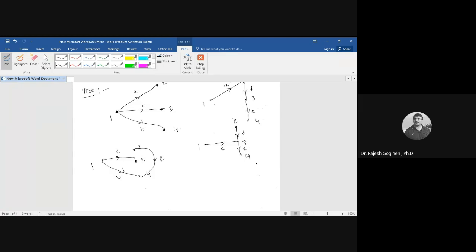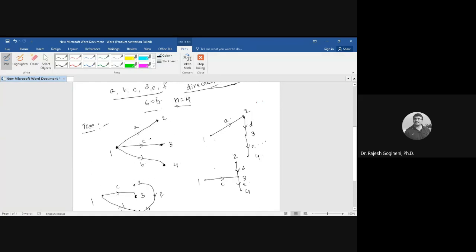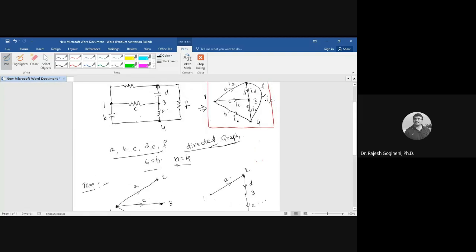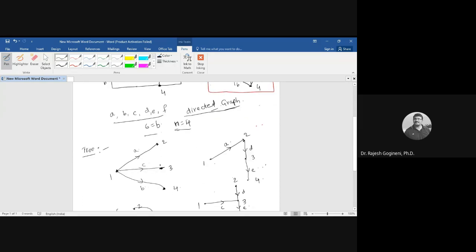For a given network, for a given graph, the removed branches are called the other branches. That means for any tree, suppose you write the first tree we have, what are the removed branches here? D, E, and F. A, C, B are in the tree. The removed branches are D, E, and F. So these removed branches are called links.